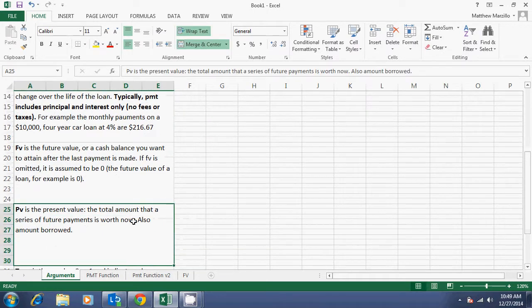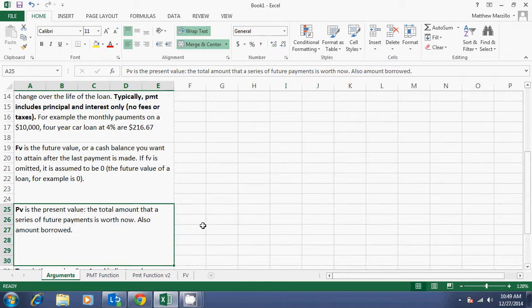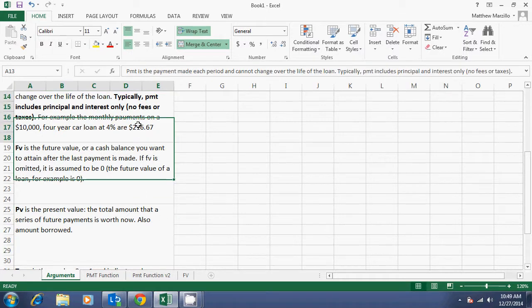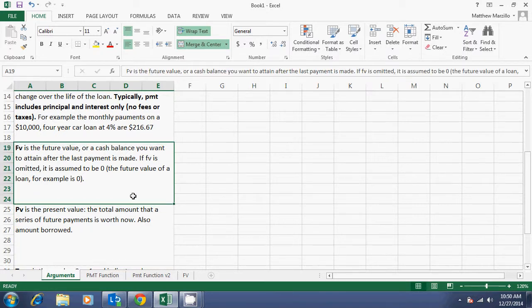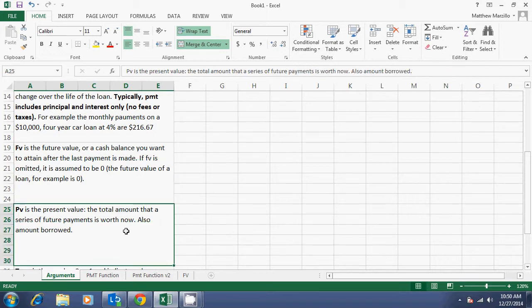So the present value is the total amount a series of future payments is worth now, also known as the amount borrowed, right? So it's a little confusing maybe, but present value is essentially how much. So if we're talking about a car loan, if you take out a $10,000 car loan, your present value is $10,000, right? That's how much you have. That's the size of the equity, right? It's a $10,000 loan. So you can kind of think of present value and future value being at opposite sides of the actual loan term.